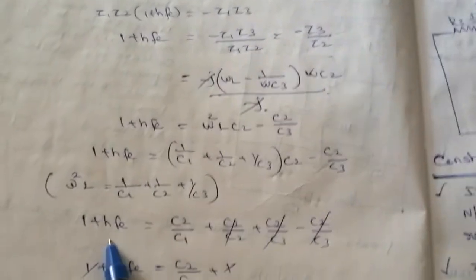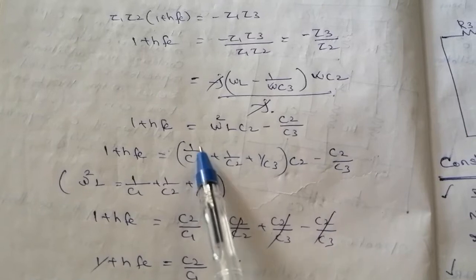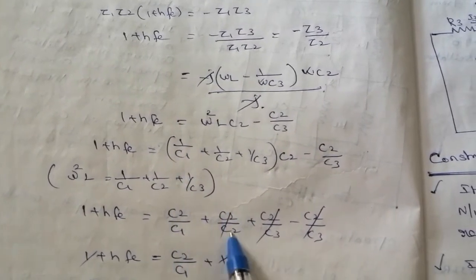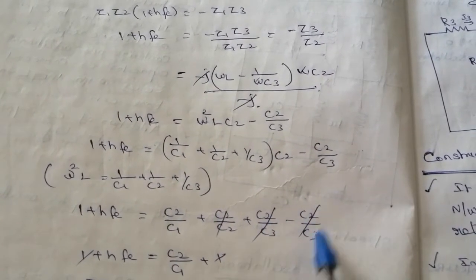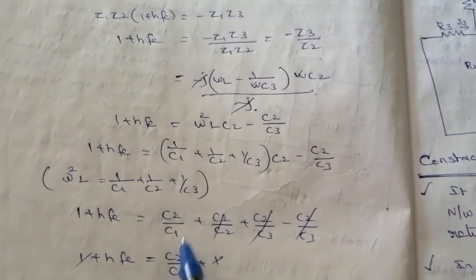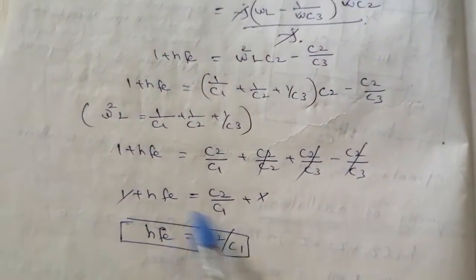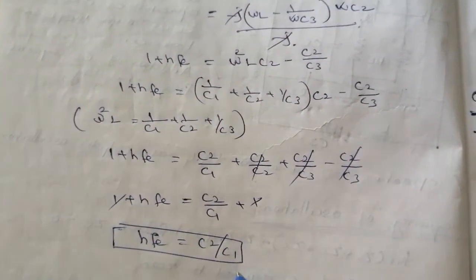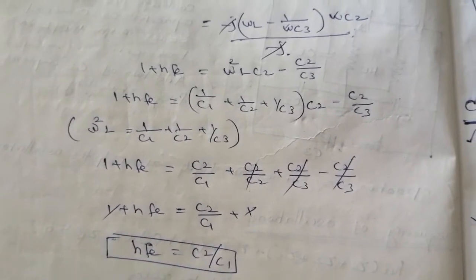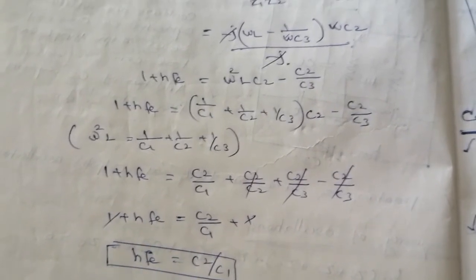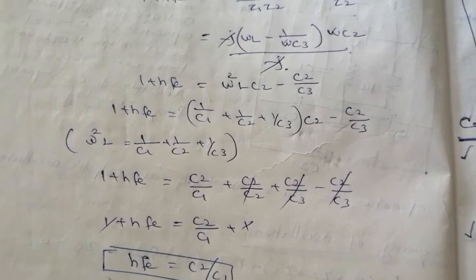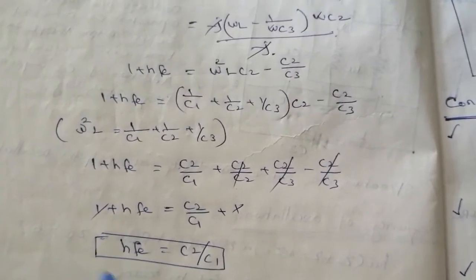So 1 plus hfe equals, multiplying the C2 in here, C2 by C1 plus C2 by C2 plus C2 by C3 minus C2 by C3. So this term cancels, this term cancels. The remaining is C2 by C1. So hfe is equal to C2 by C1. So the condition of oscillation is the same for both Colpitts and Clapp oscillators, right? So that's all about the LC oscillators.